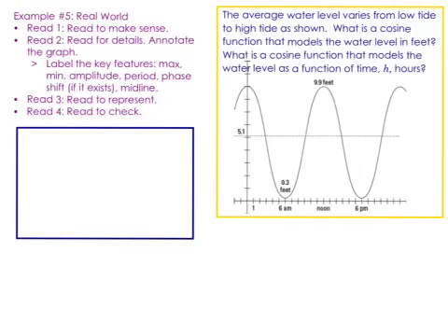Alright, we made it. We have a real world problem. This problem says the average water level varies from low tide to high tide as shown. What is a cosine function that models the water level in feet as a function of time, h, hours?